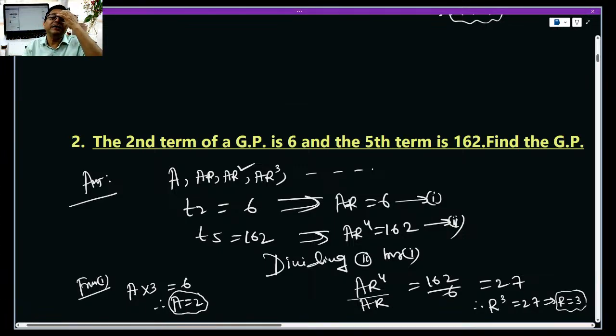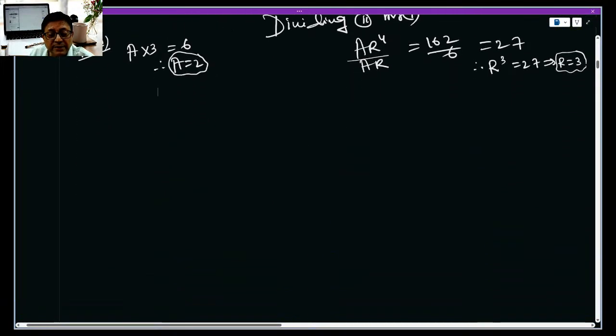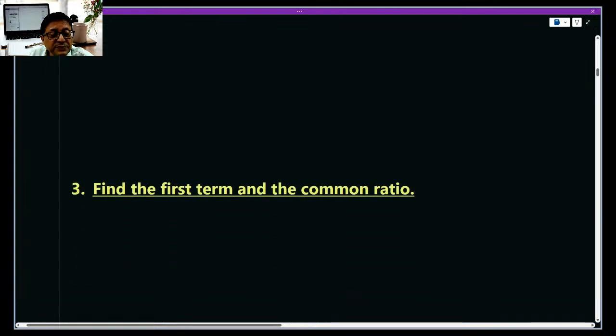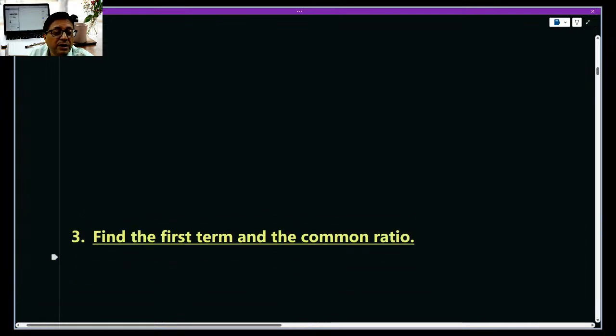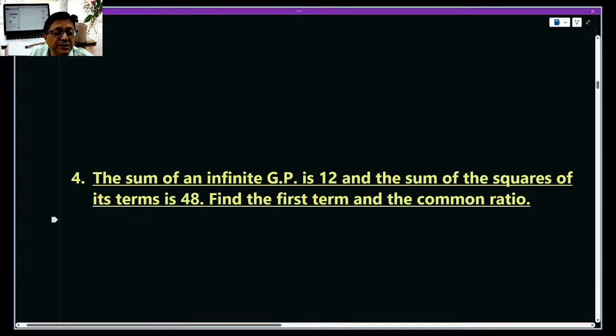If they ask you to find a 10th term or 12th term, then you use the formula Tn equal to A r to the power n minus 1. Isn't it? That sum is only we did.